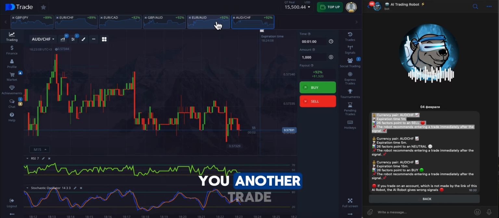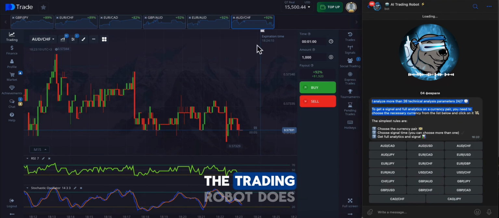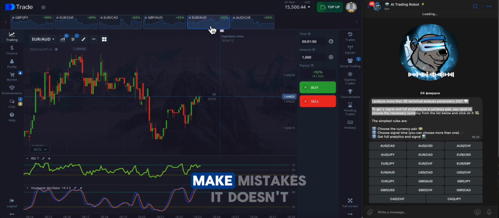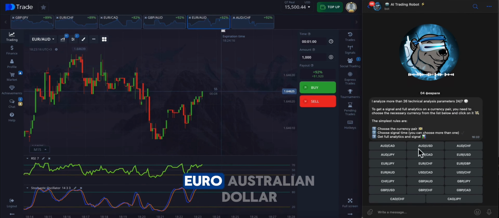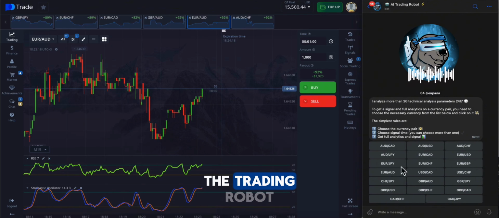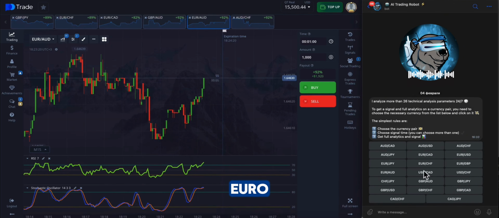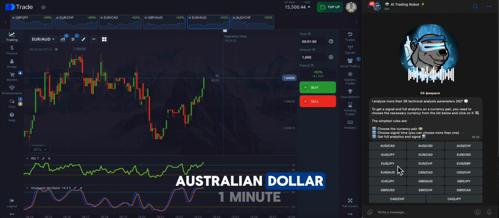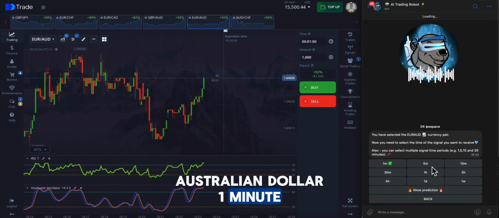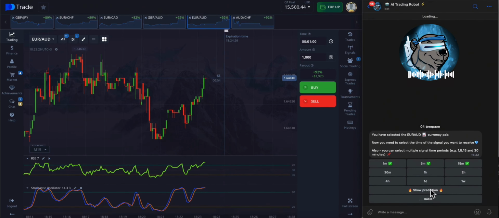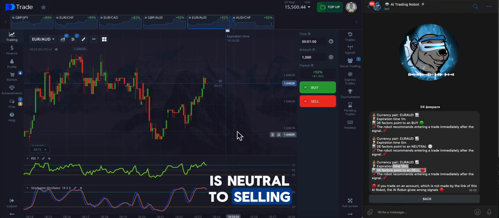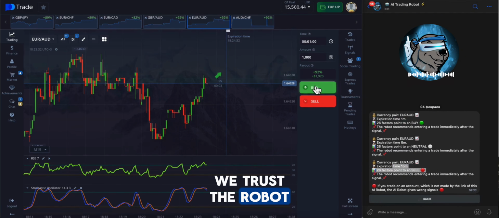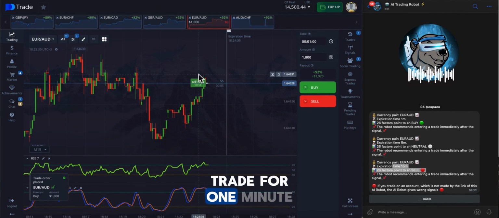I will show you another trade through which you will see that the trading robot does not make mistakes. It doesn't have moments for errors. Euro, Australian dollar, let's find it with the trading robot. Euro, Australian dollar, 1 minute, 5 minutes, 15 minutes. We start the analysis. We see that buying is neutral to selling. We trust the robot and open a buy trade for 1 minute.